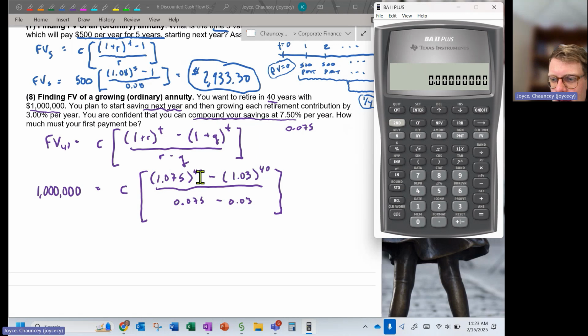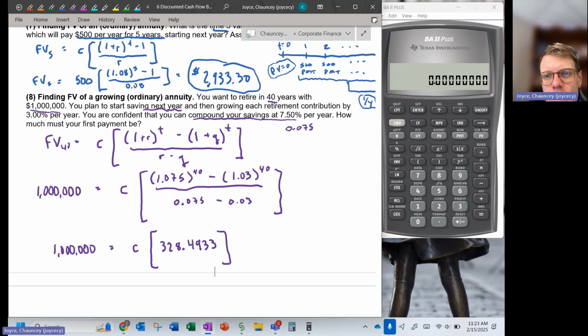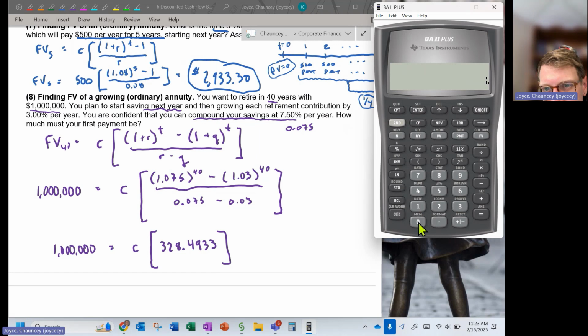So what we're going to do is I'll show you the 1 million on this side. If you do all this correctly in terms of PEMDAS and order of operations, the answer you should get here in this term is $328.49. So I'll actually show you how I do this one. I will start with the 1.075 to get to an exponent in this calculator. You just use this y to the x button and then go 40 equals.